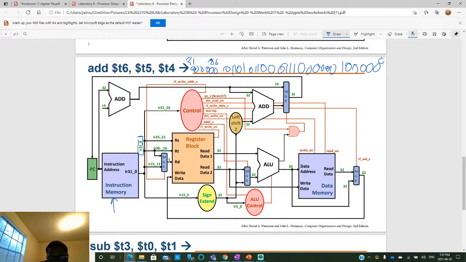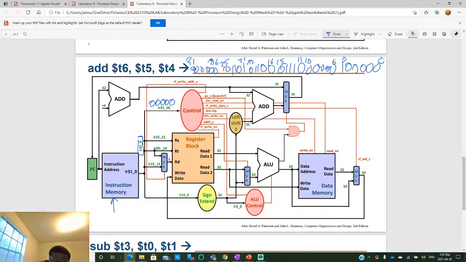So we have 31. I'm just going to put 26 here, 25, and then put a 21 here. This should be 20, and then 16, 15, 11. This is a 10, and this is a 6, and then this runs from 5 to 0. Okay, so basically, it says 31 to 26. Those bits, which we know to be 5 zeros, they come here. They go to this control unit.